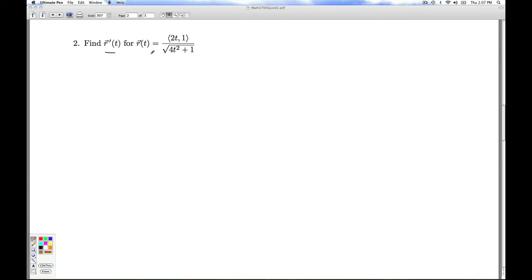We're asked to find the derivative for this vector valued function. So the first thing I'm going to do is rewrite this so it makes a little bit more sense. I have a vector divided by a scalar. What's that really mean? Well, that really means to take the scalar 1 over the square root 4t squared plus 1 times the vector 2t, 1. And since we're getting ready to take the derivative, I'm going to rewrite this first factor as 4t squared plus 1 to the minus 1/2 times this vector 2t, 1.